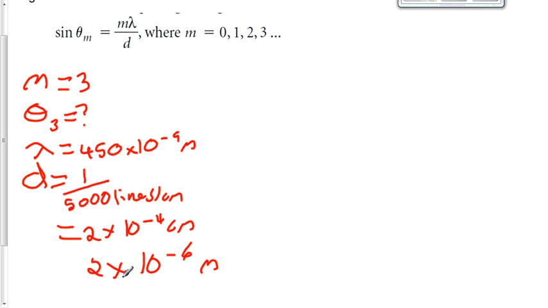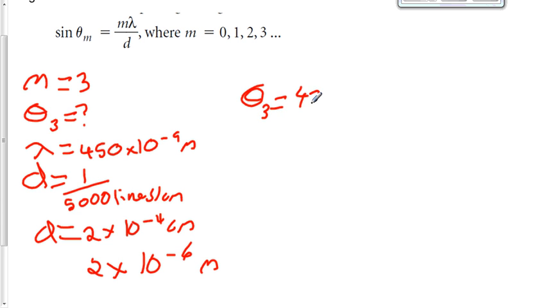So now I'm ready to use my expression because I've got everything I need. I'm looking for theta 3, and I can trust that you can plug this into a calculator and get an answer. Hopefully I did it correctly as well. I'm getting as my angle here 42.5 degrees.